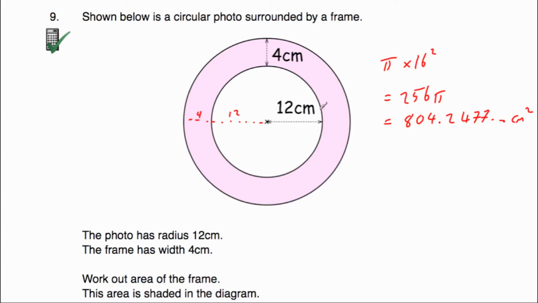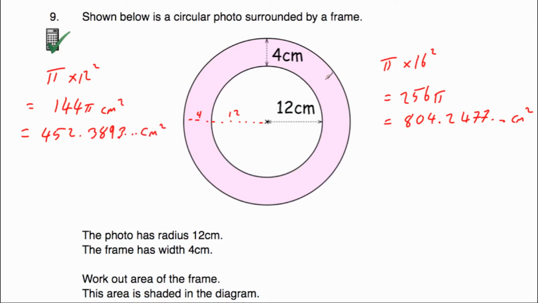And then if we have a look at the photo in the middle, that smaller circle has got a radius of 12 centimeters. So let's do pi times 12 squared. And when we type pi times 12 squared in on our calculator, that's equal to 144 pi, so 144 pi centimeters squared, or as a decimal number, 452.3893 and so on centimeters squared.